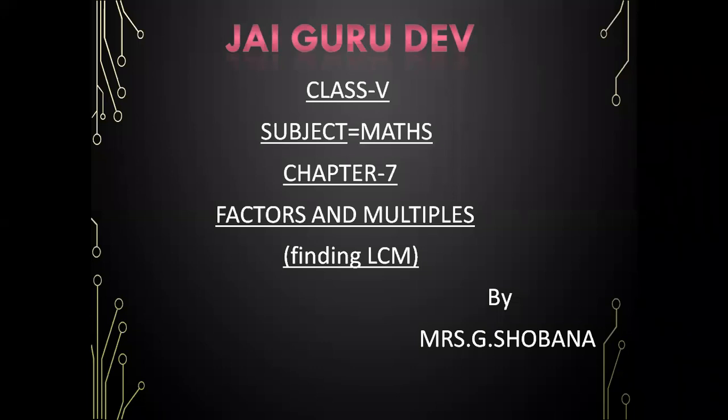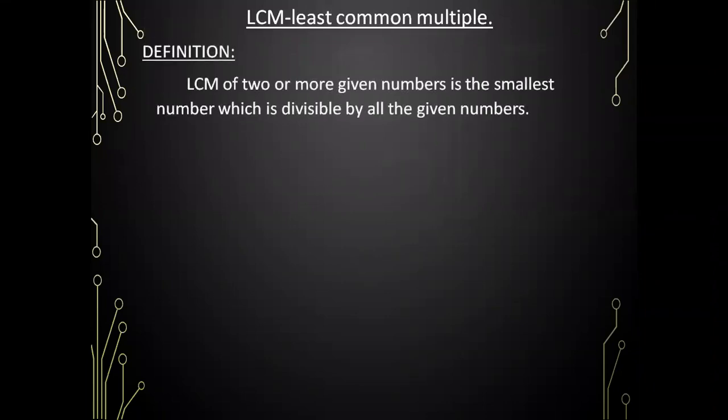Myself Shobana. I'm here to present how to find LCM in chapter 7 factors and multiples. LCM means least common multiple. LCM of two or more given numbers is the smallest number which is divisible by all the given numbers. Here are a few steps that help you to find LCM.